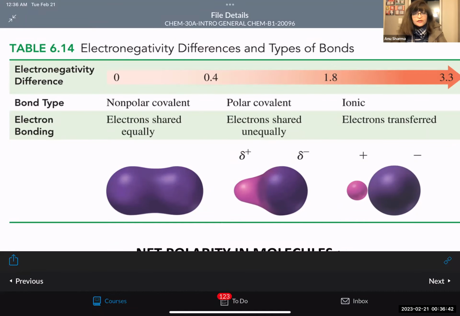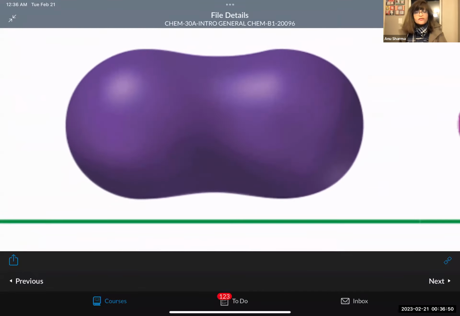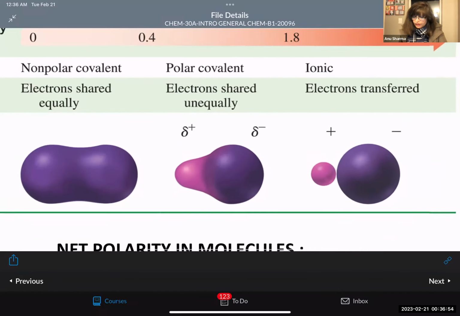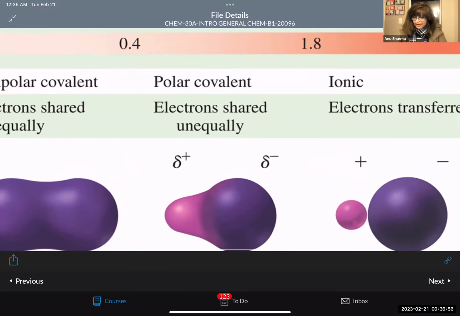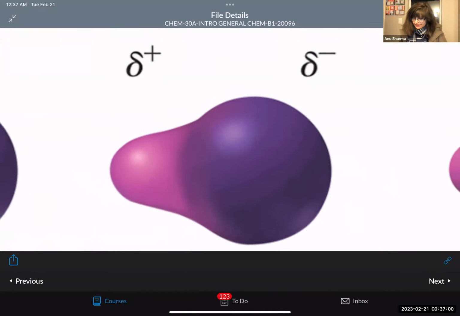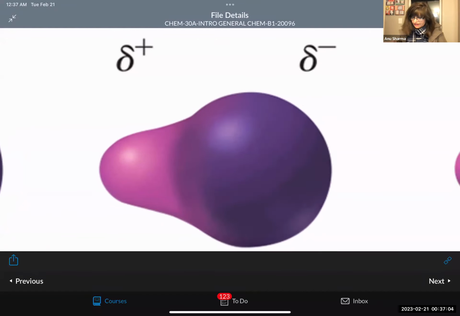If it is from 0 to 0.4, then the bond is non-polar, which means that the electrons are shared equally. As you can see, equal sharing of electrons. Next, polar bonds mean that the electrons are shared unequally. So the electrons are spending more time on one side than the other. This means the electrons spend more time with the more electronegative atom.